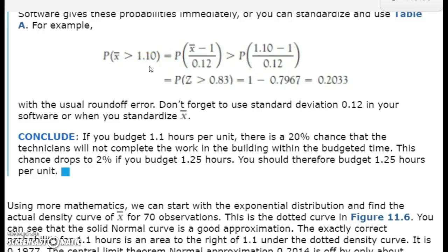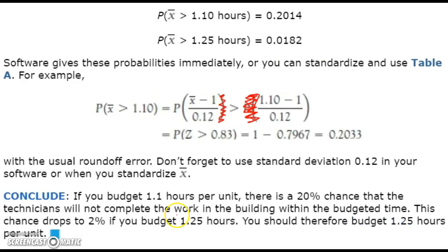My apologies here. As I was going through, I realized there was a typo in the book, which is unfortunate, but I guess it's important here that you see it corrected. So we're looking for the probability that the sample mean is greater than 1.10. The average of our 70 air conditioner fix times is higher than 1.10.